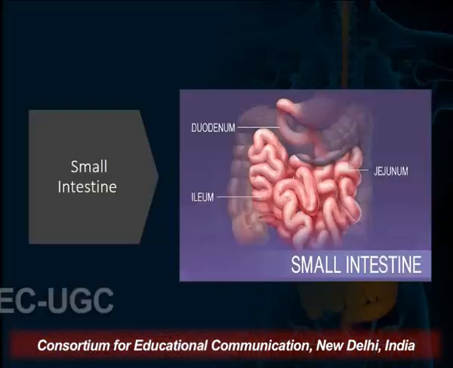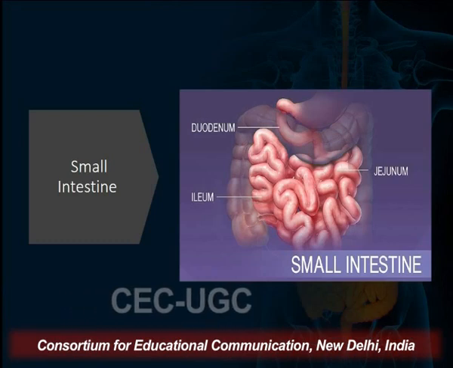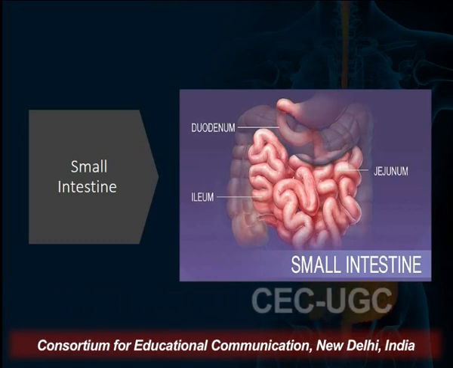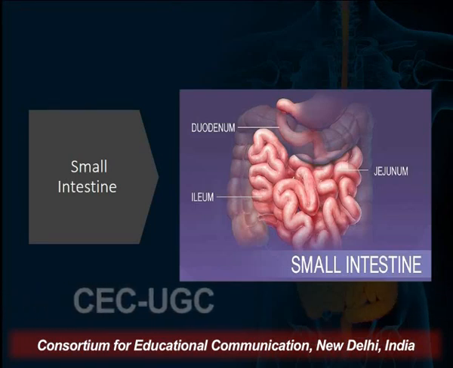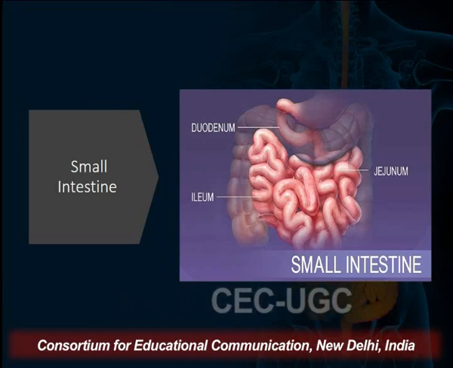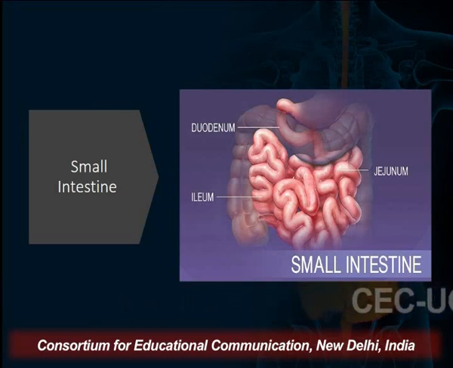Then the next organ is the small intestine. As you can see in the diagram, the small intestine is divided into three parts. One is the duodenum, the superior one, then the jejunum and then the ileum.